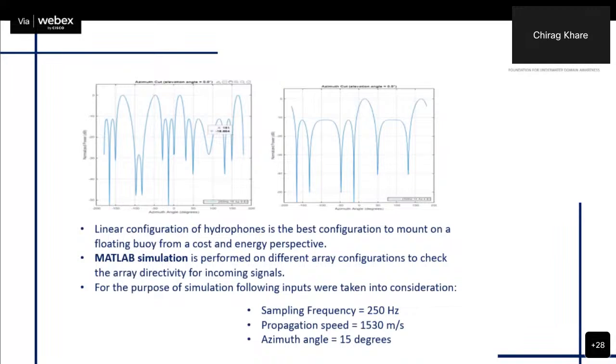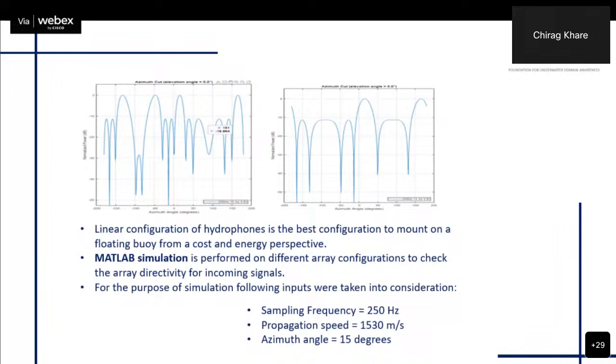Here we have used a vertical linear array because it is the only feasible solution to be attached to a floating buoy. If we had chosen the space configuration of hydrophones or the planar configuration of hydrophones, it would be difficult to connect it to a floating buoy and get the real-time measurement of sound signals.